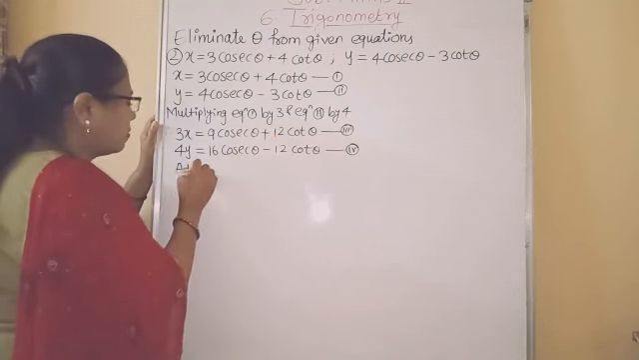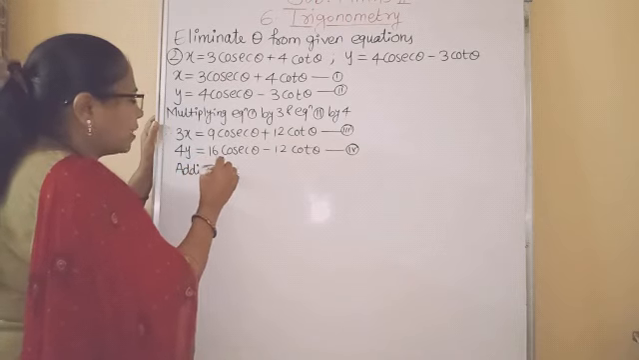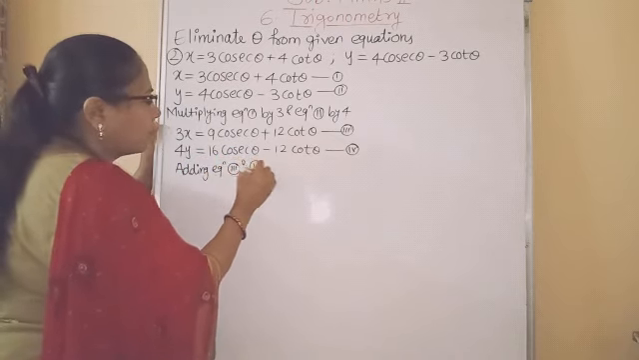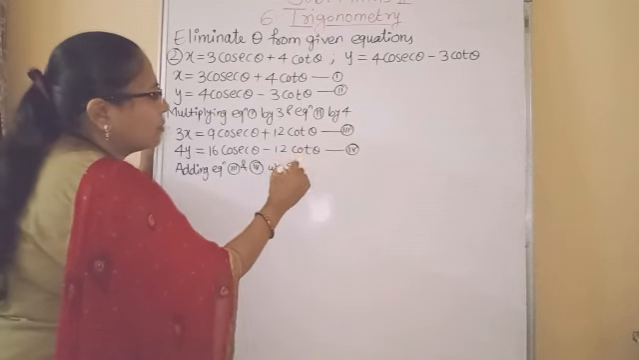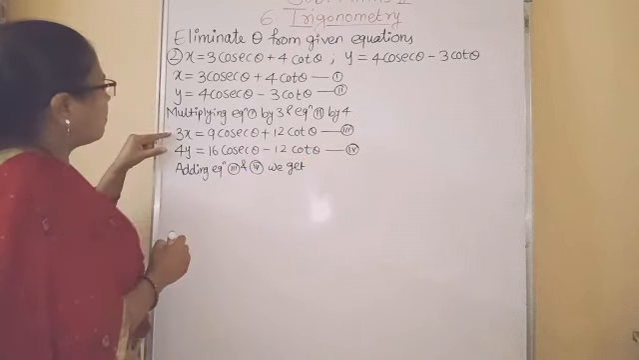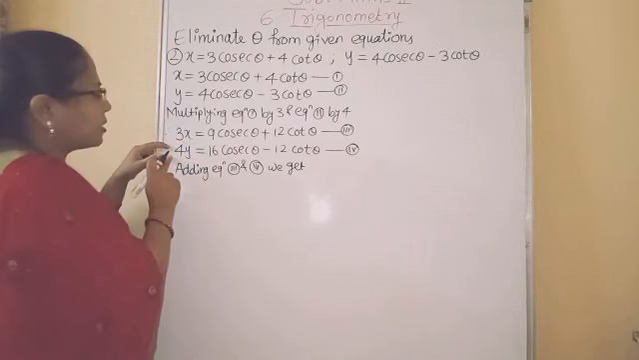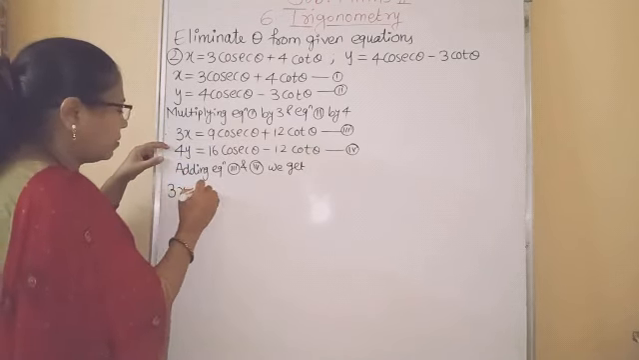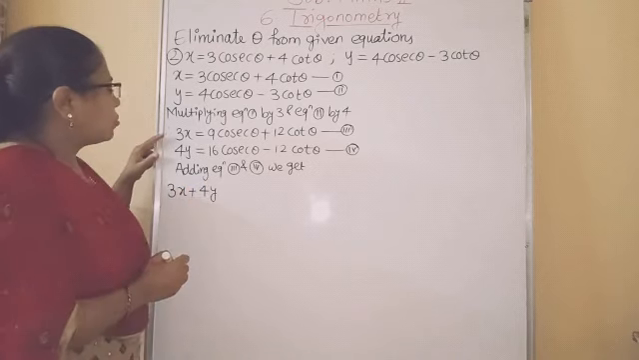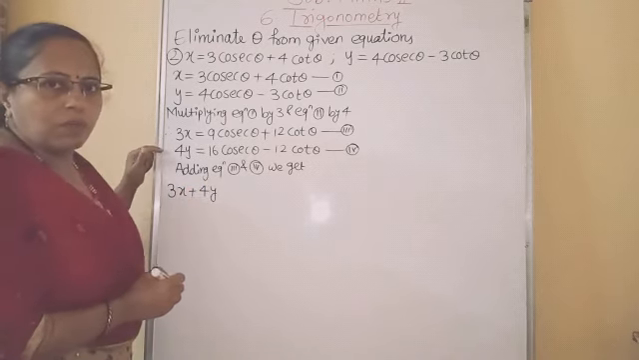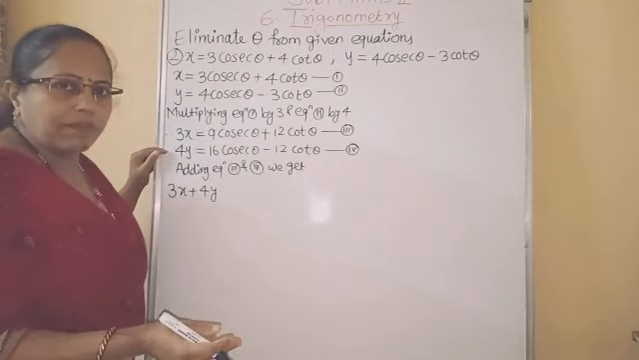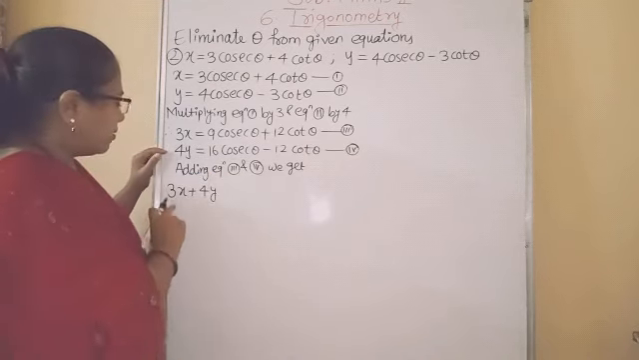Adding equation 3 and 4, we get, on the left hand side, addition 3x plus 4y. See students, these are unlike terms. So in a hurry don't write 3x plus 4y equal to 7xy. Okay, it will not add.